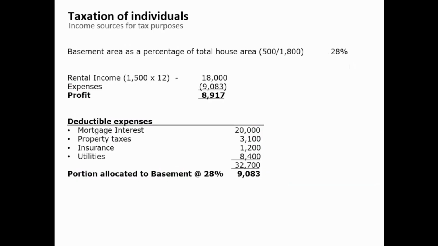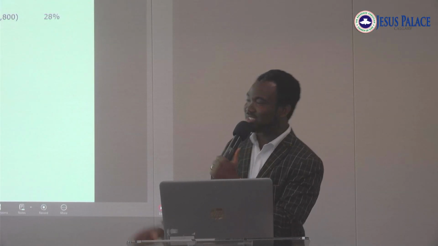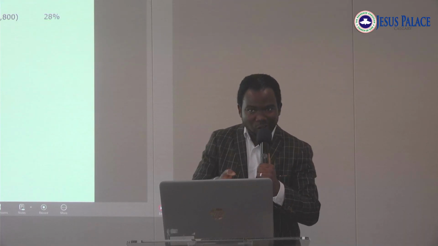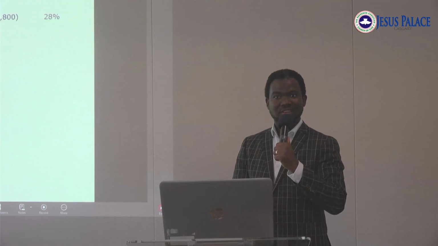So I just want to explain that to you, because this confuses people a lot. In the conversations, they say, why should I be paying tax on my investment? I'm not taking so much. This is what CRA will do. Now, another expense you can claim on this basement is what we call tax depreciation. That is compensating you for the wear and tear of the house. So that can be claimed to further reduce the 8,900.